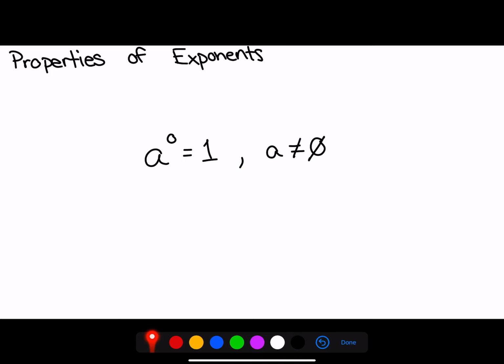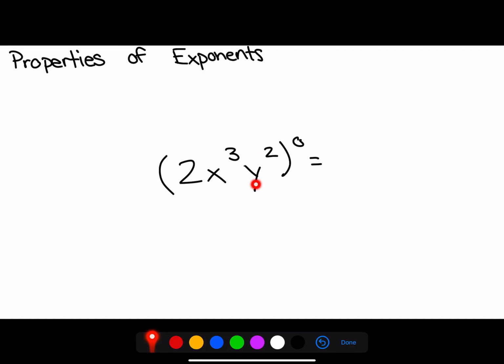All right. So a quick little property that we need to make sure that we remember. Anything raised to the power of 0 is 1. That's always going to be the case. So if anything's raised to the power of 0, it's always equal to 1. In this case, a cannot equal 0. So I can't have 0 raised to the 0 power. That's not allowed. But I can have it be any other number besides 0. And anytime that it is a different number and it's raised to the 0 power, you'll always get your answer as 1. So 5 to the 0 power, 1.